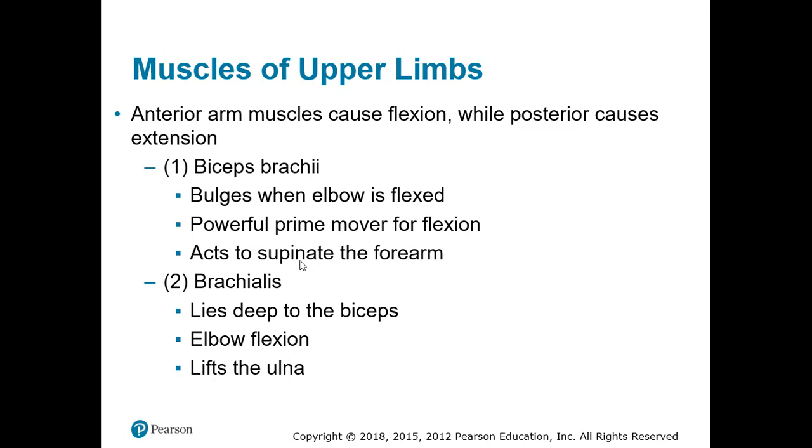The next one is your brachialis muscle. This is deep to the biceps, and it also helps with elbow flexing, and it helps lift your ulna. And if we remember, our ulna is our major bone in our forearm that connects with our pinky.